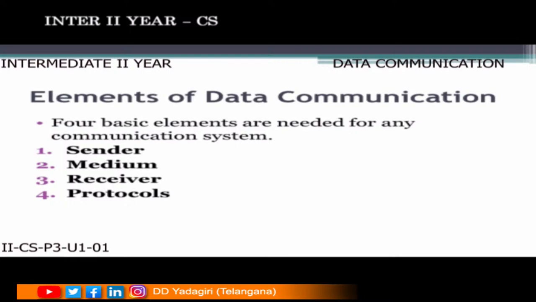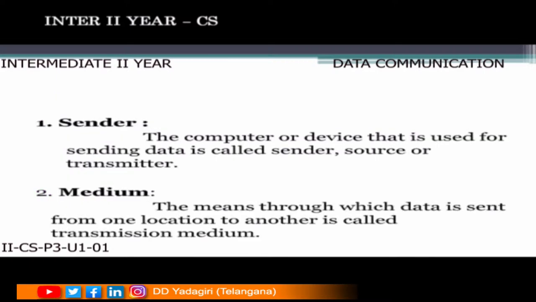Data communication is much like regular communication among people, which consists of following parts or elements. The four elements needed for any communication system are sender, medium, receiver, and protocols. First is sender. The computer or device that is used for sending data is called sender, source, or transmitter. Medium, the means through which data is sent from one location to another is called transmission medium.